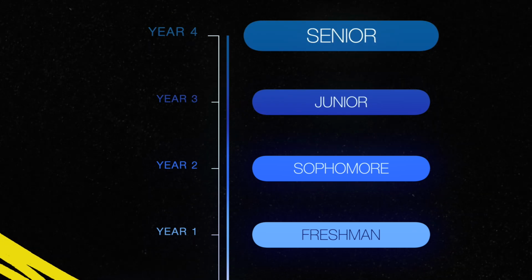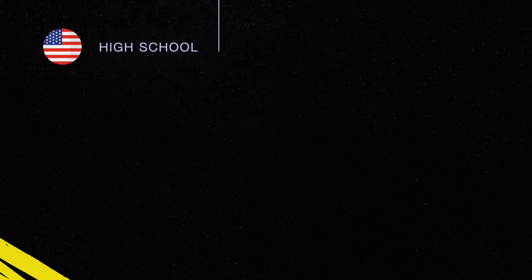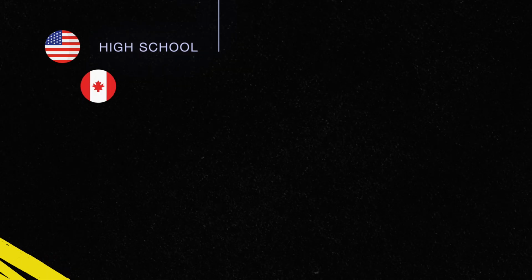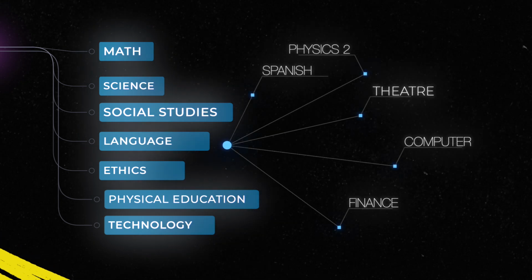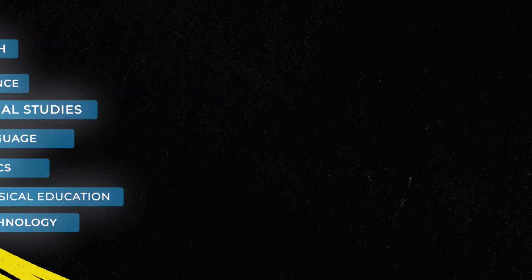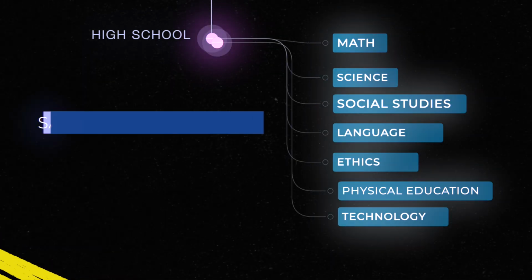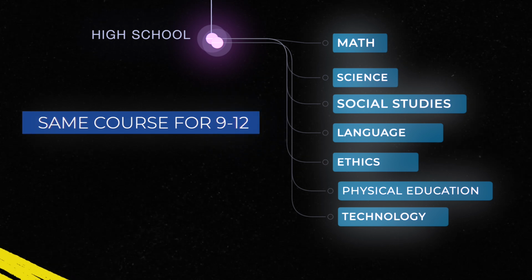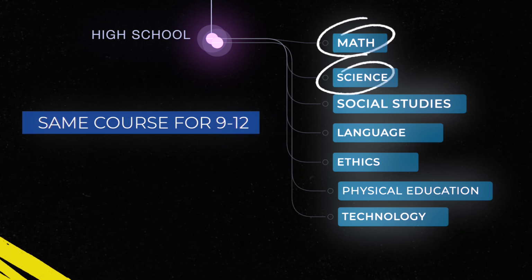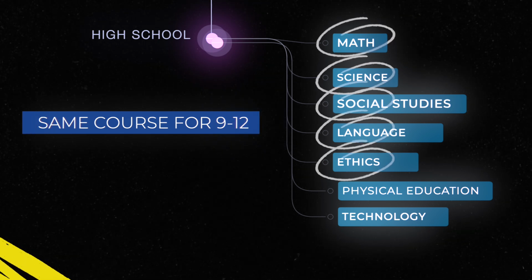And this common core curriculum also trickles down even to the high school levels, where in the US and Canada, you will need to take a minimum number of common core courses, like maths, science, English. Only then can they branch out a little bit more. Whereas in other parts of the blue systems, everyone will have to take the exact same courses throughout high school. So it doesn't matter if you want to be in engineering or graphic design, everyone must complete the same levels of math, science, social studies, language, ethics, PE, and technology.